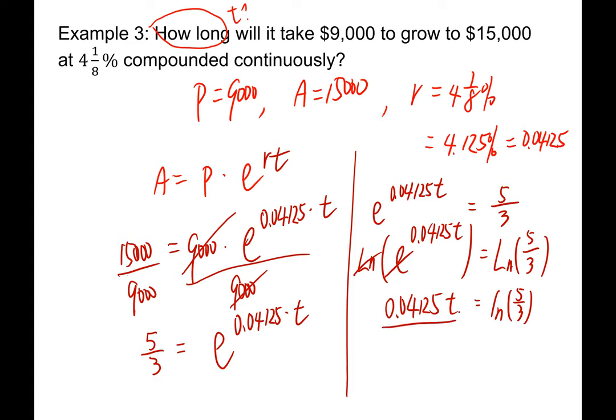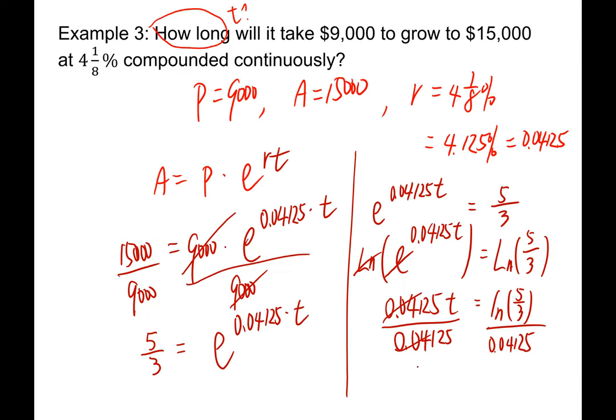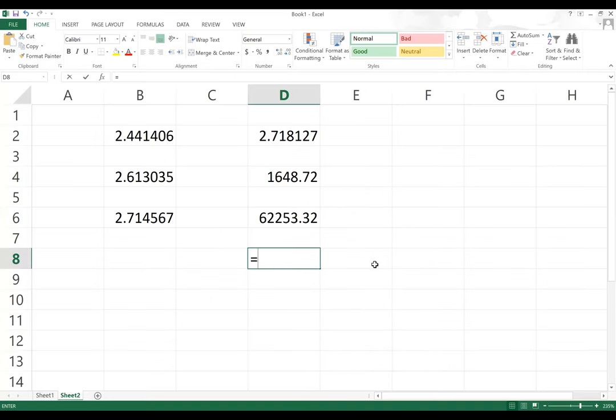So the very last thing, dividing both sides of the equation by the decimal number 0.04125. Okay, now we got it, right? T is by itself. So use either Excel or calculator to quickly find out the result. So we do ln of 5/3 divided by 0.04125.